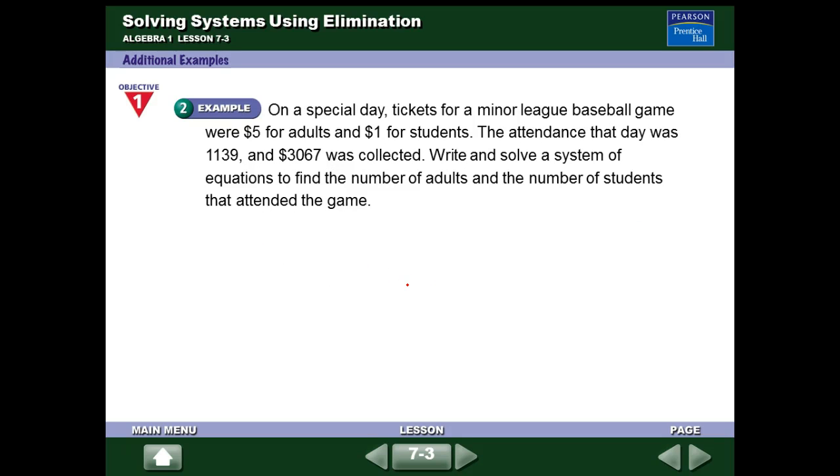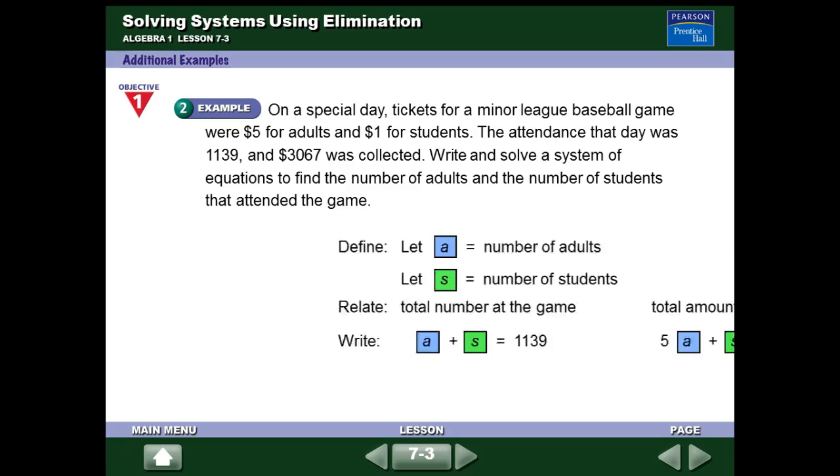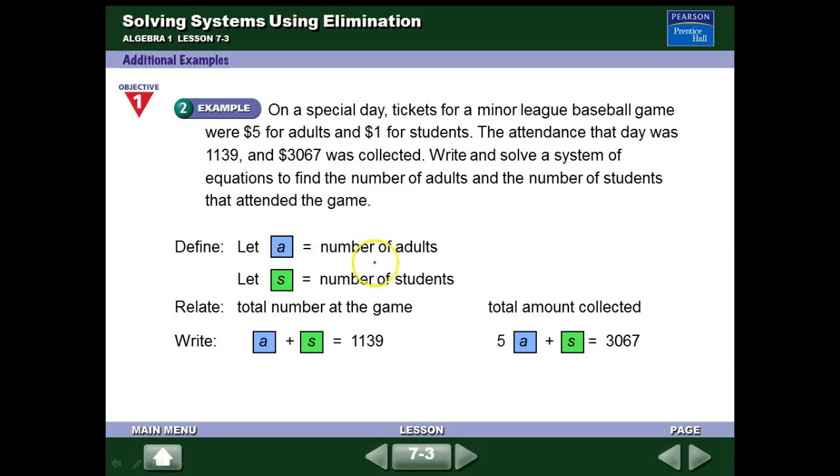Go ahead and read this, pause the video, pull out the important information. As you can see here, A represents the number of adults, S is the number of students. So the number of adults and the number of students who attended this game was 1,139. The amount collected, well, it costs $5 per adult, and $1 per student. So $3,067 were collected.